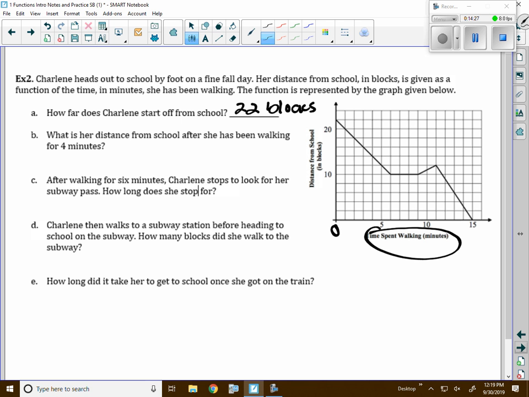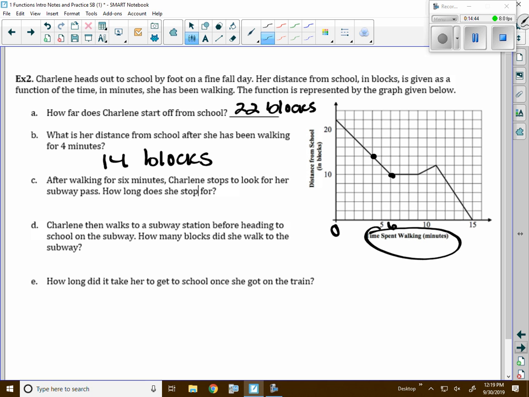So go over to 4 minutes. Go up. Is it 14 blocks? Yep. After walking for 6 minutes, go ahead and find 6 on your x-axis. Go ahead and go up.